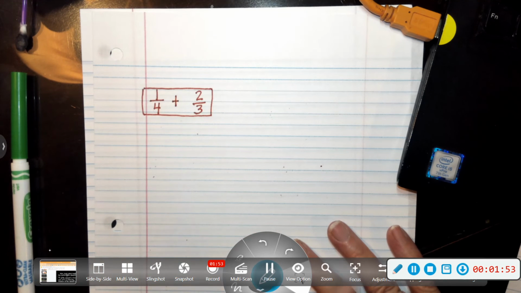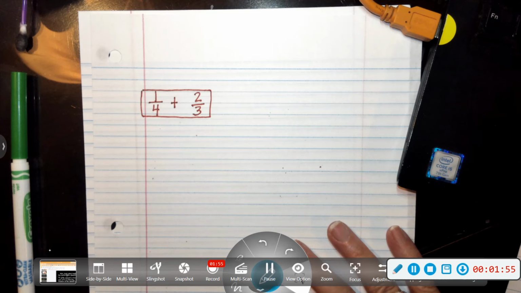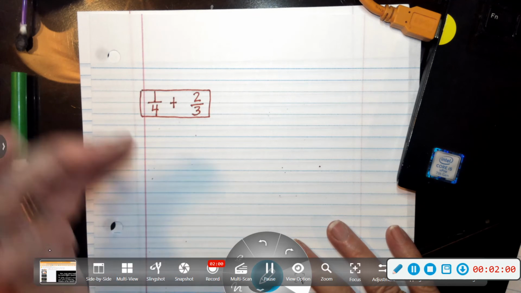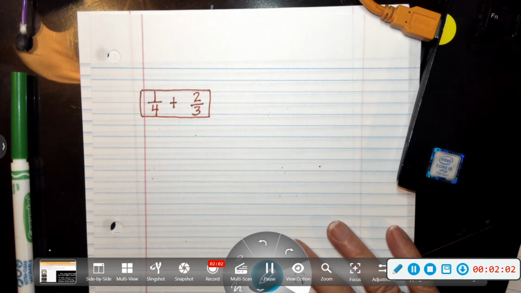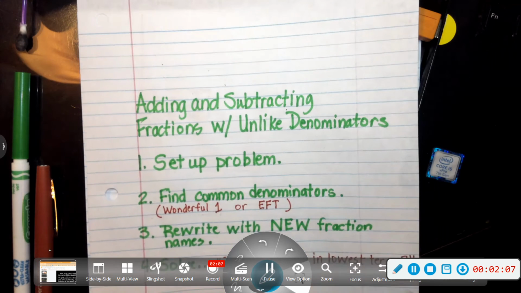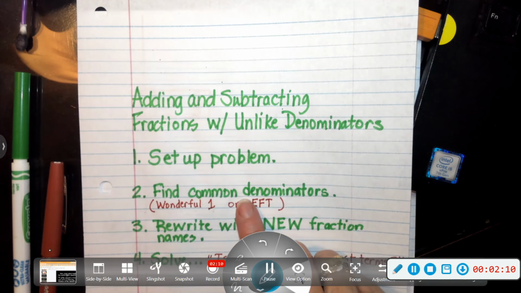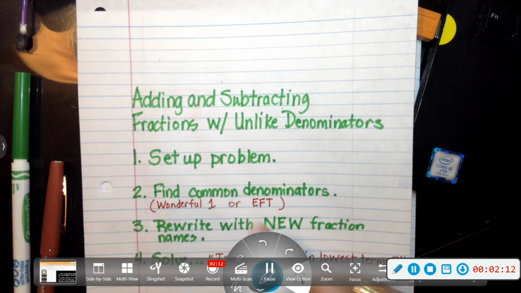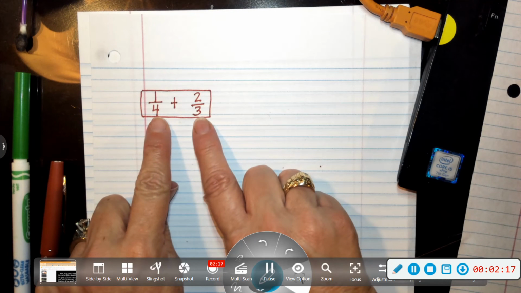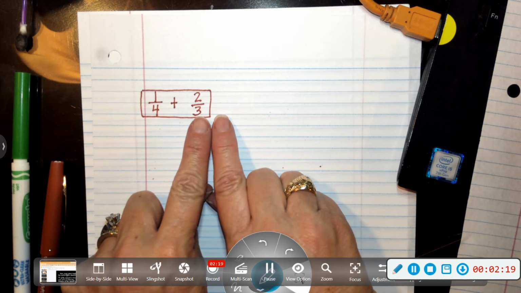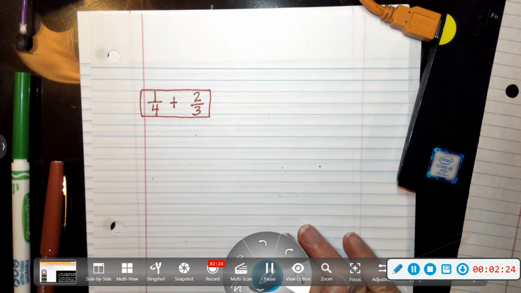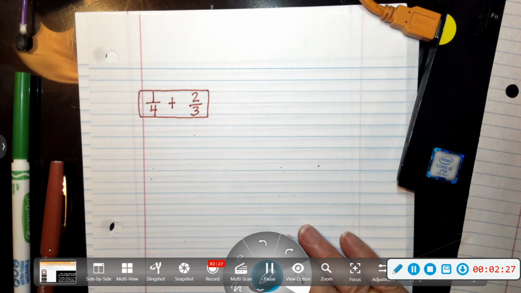The problem is, when I look at these two amounts, I can't put them together the way that they are because we have unlike denominators. We have 1/4 and we have 2/3. So I've got to go back to my paper, and it says after you set up your problem, you need to find common denominators. So I'm looking at these and I'm thinking to myself, I can't count by 4s and get to 3, and I can't count by 3s and get to 4, so I need to think of a common number that both of them could share.